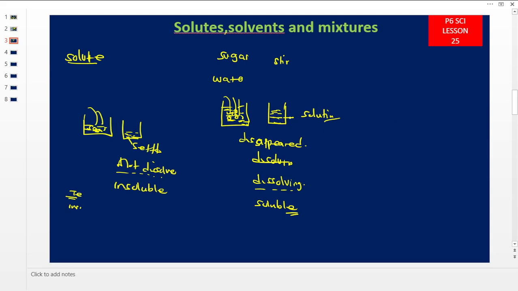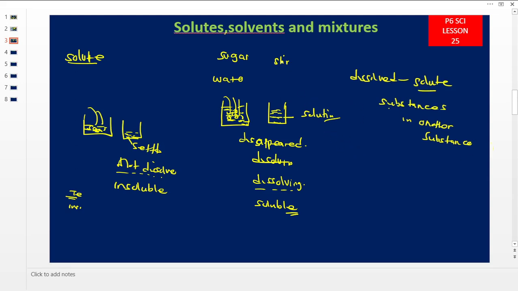This thing which has dissolved is called a solute. So a solute is a substance that dissolves in another substance. So here we are using English. So a solute is a substance that dissolves in another substance.